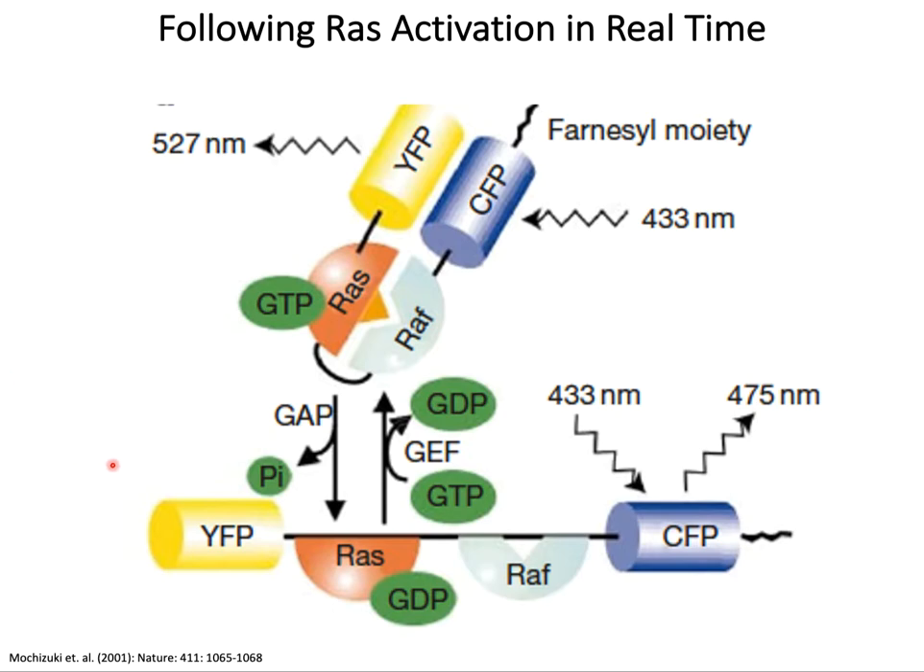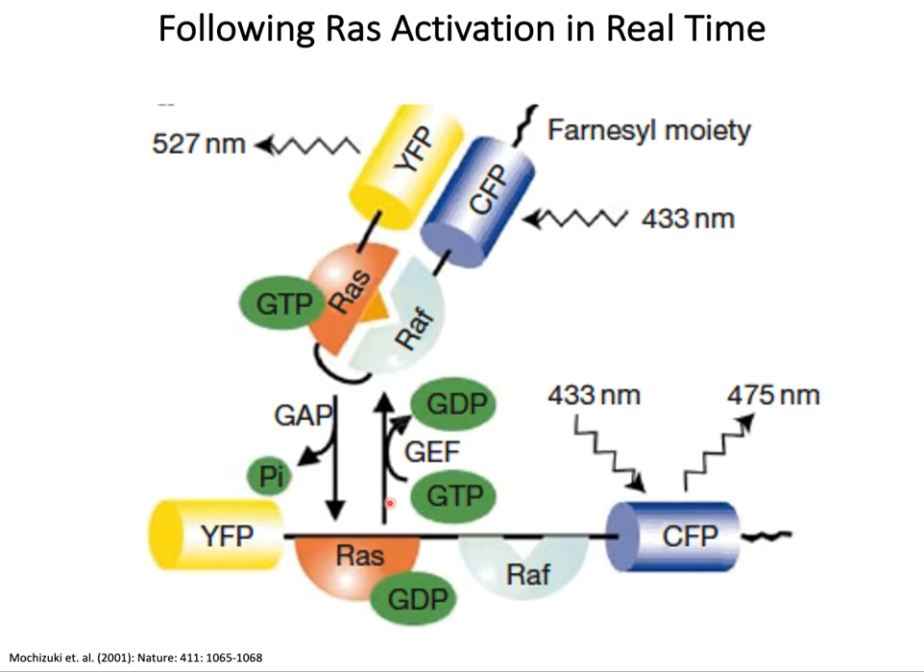So the scientists designed a complex chimeric protein with a YFP, or yellow fluorescent protein, on the N-terminus, followed by a RAS. Then you have a flexible linker, and then you have a protein RAF, which only binds to RAS in a GTP-bound state. And then you have a CFP, or cyan fluorescent protein. The scientists transfected some COS1 cells in the culture to produce this chimeric protein.